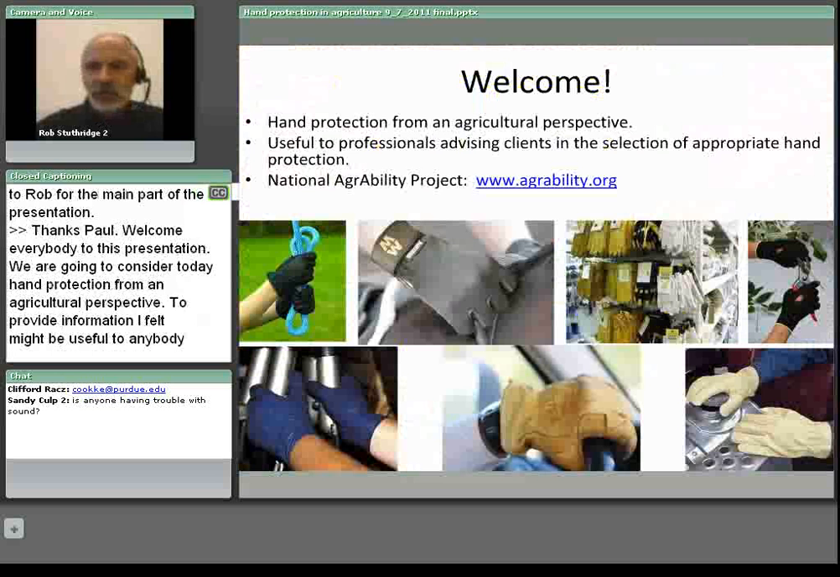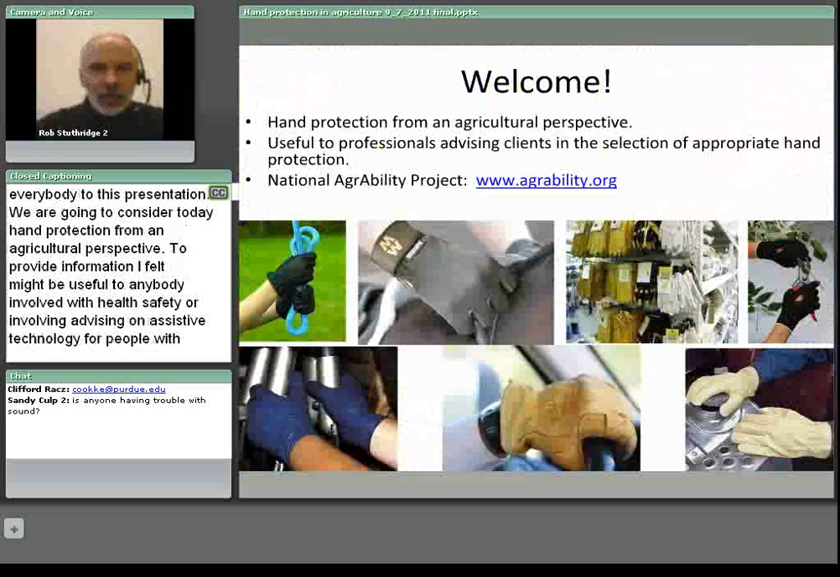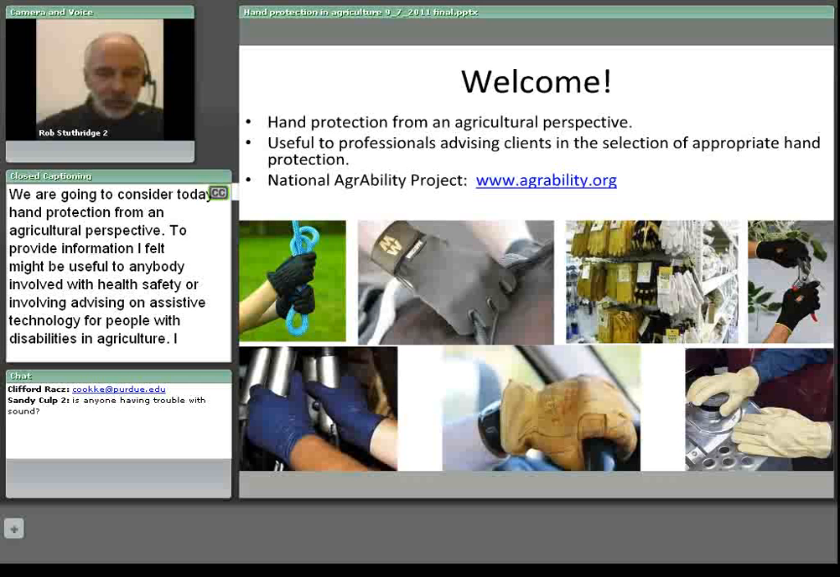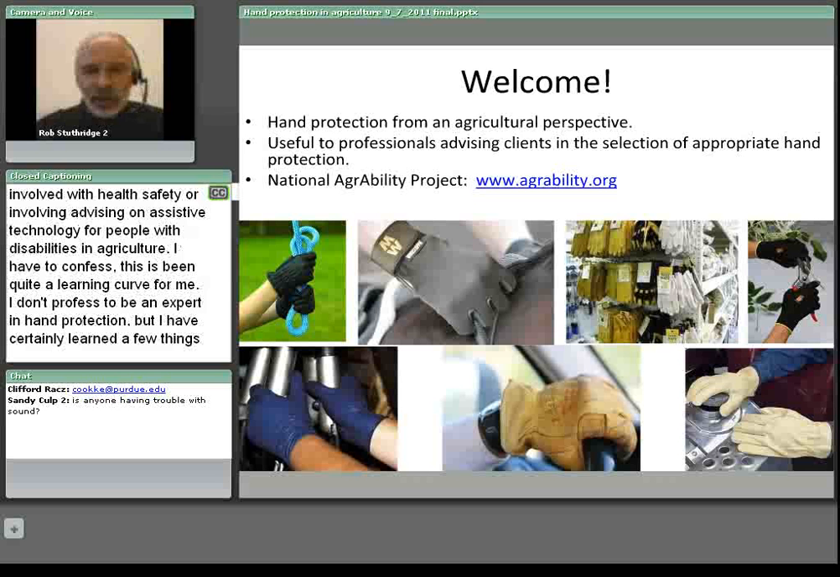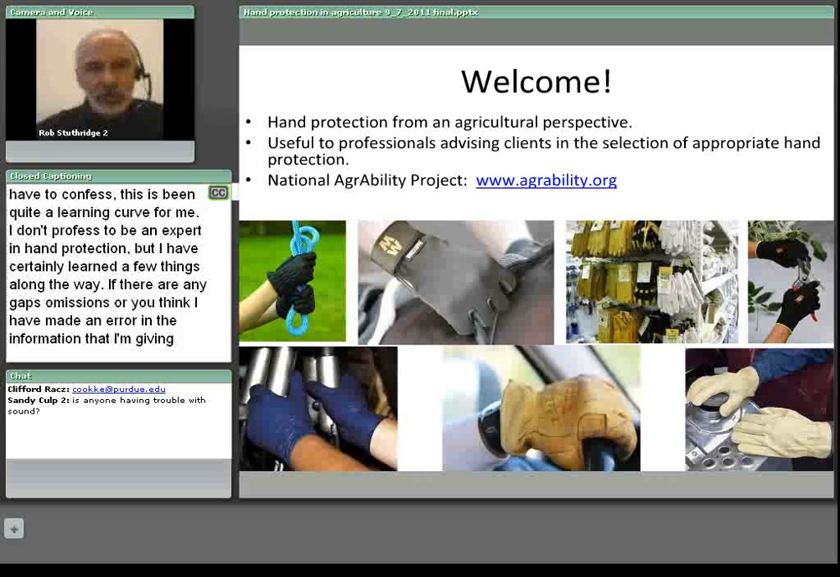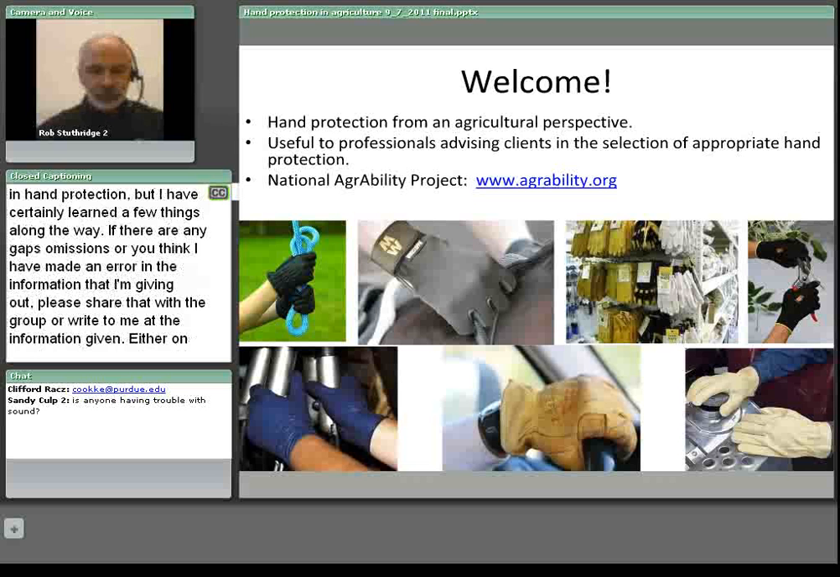Well, I have to confess, this has been quite a learning curve for me. I don't profess to be an expert in hand protection, but I've certainly learned a few things along the way. So if there are any gaps, omissions, or if you think that I've made any errors in the information that I'm giving out, please share that with the group or write to me via the information given either on this presentation or at agrability.org, or phone us via the National AgrAbility website. I'll be happy to disseminate corrected information. That said, hopefully you'll find this useful.